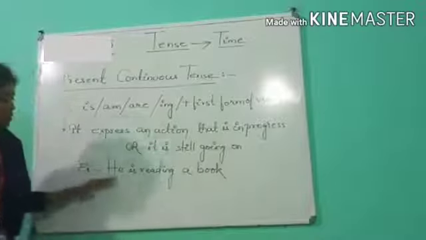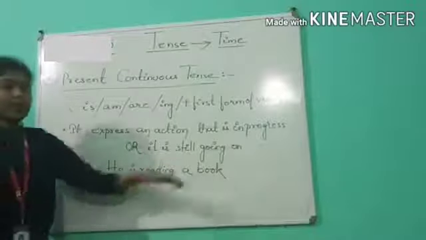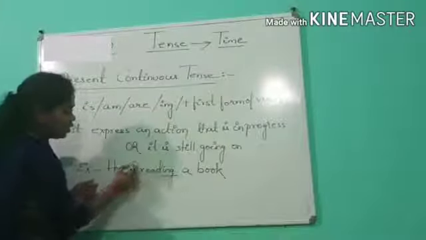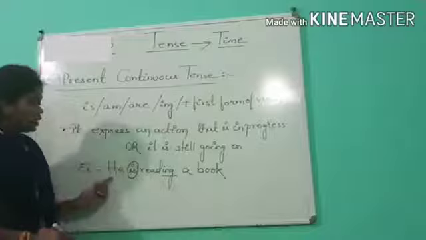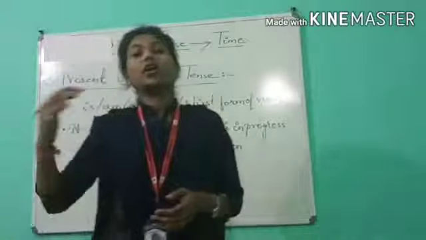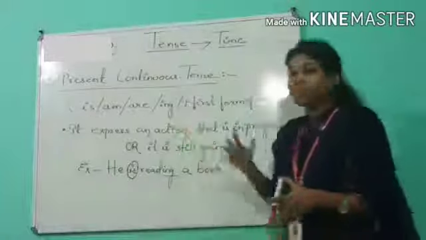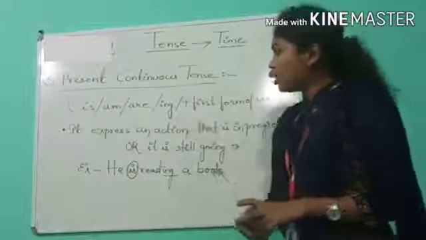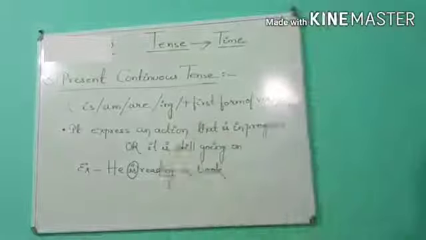And the example is like he is reading a book. So we have used this word ing here. Again, is. So he is reading a book. That means the action is going on. So I hope this concept is also clear to you all. Now just have a look and try to understand it.